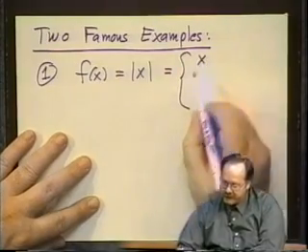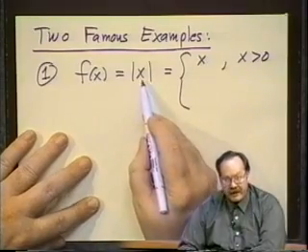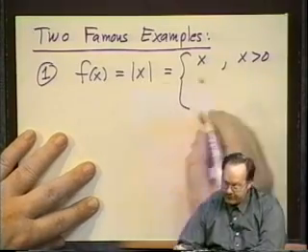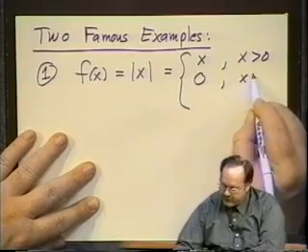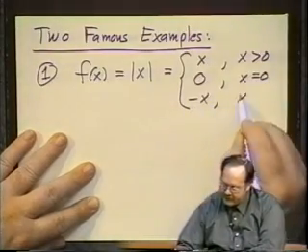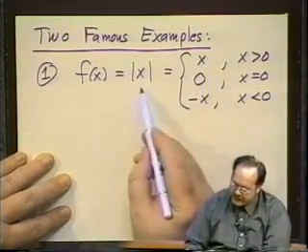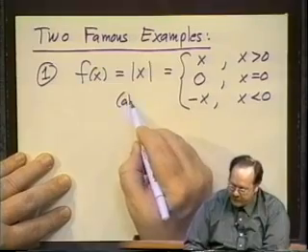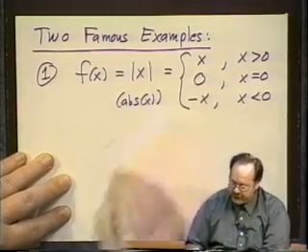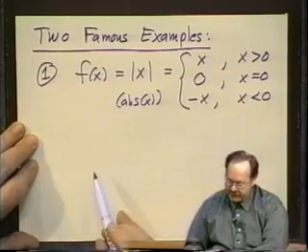The function is equal to x if x is positive, because the absolute value of a positive number is just that number. It's equal to 0 if x equals 0. And it's equal to minus x if x is less than 0. So there is a way of writing the absolute value function, which, remember, for calculators or computers may have to be written as ABS of x, in three parts as a piecewise defined function.